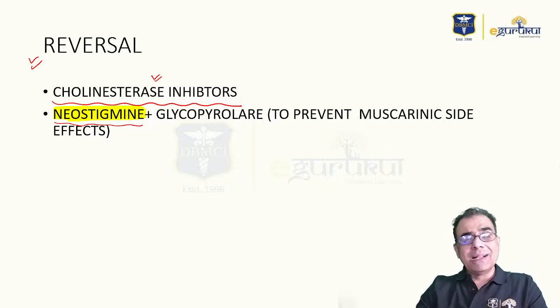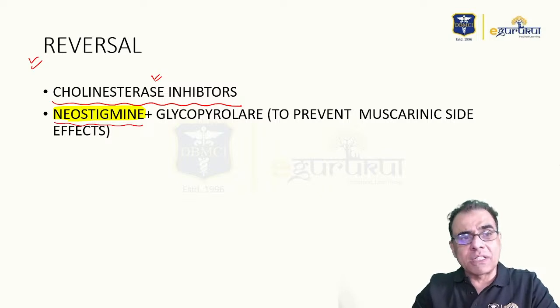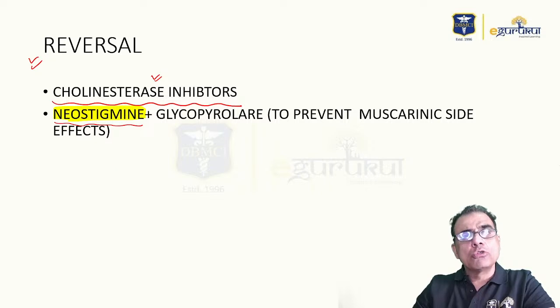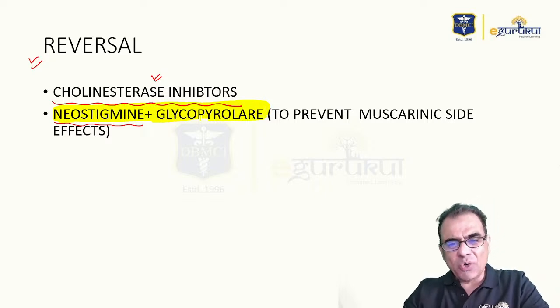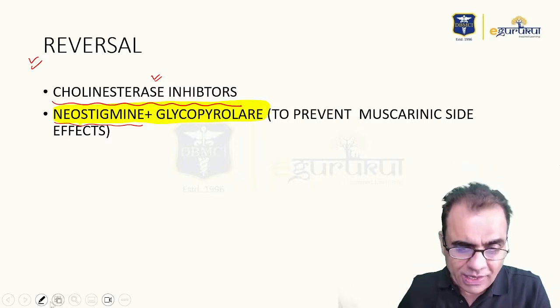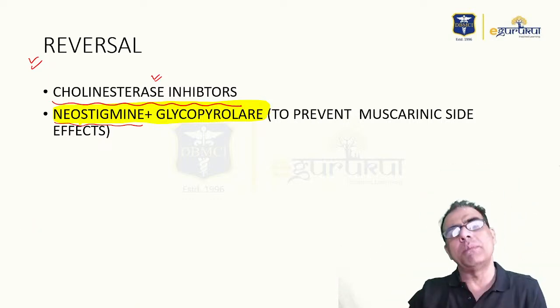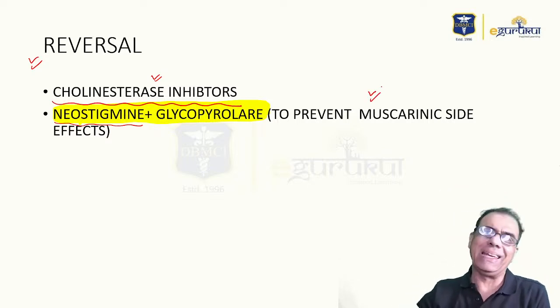But the problem is that this increased acetylcholine will not only act on nicotinic receptors, it will also act on muscarinic receptors, producing muscarinic side effects. So to combat these muscarinic side effects, simultaneously we also have to give glycopyrrolate. So when we say reversal agent of non-depolarizers, that means neostigmine along with glycopyrrolate. It is available as a pre-mixed combination from the company, or you can mix it also. Glycopyrrolate is given to prevent the muscarinic side effects.